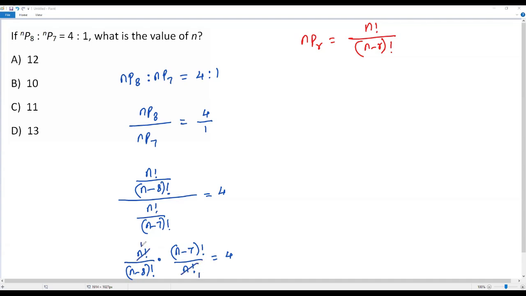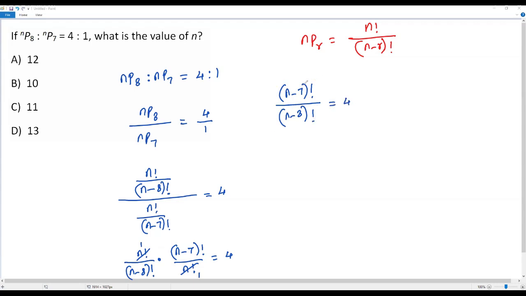There is 1 times, here 1 times. When I multiply the two numerators, 1 and (n minus 7) factorial, I am getting (n minus 7) the whole factorial. The same thing, I have to multiply the two denominators. So when I multiply this by 1, I still get (n minus 8) the whole factorial, equals 4. Now we have to simplify this.